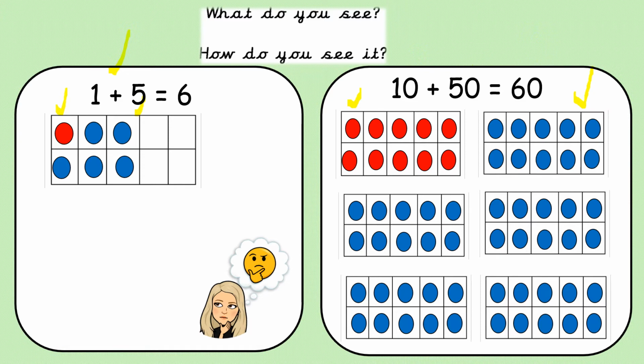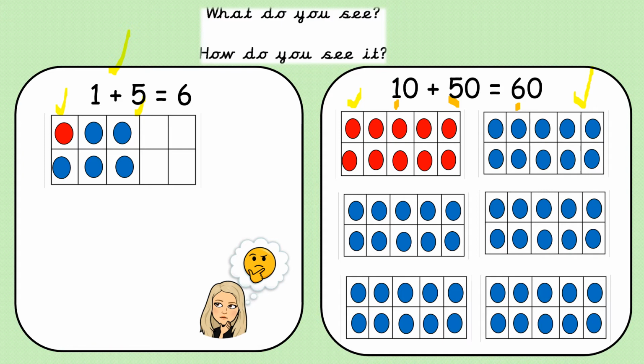Okay, so I can see over on the left, we have got 1 and 5 is equal to 6. We have 1 red and 5 blue. Over on this part, we've got 10 and 50 is equal to 60. So what's the same? Well, in this number sentence here, I can see 1, 5, and 6.